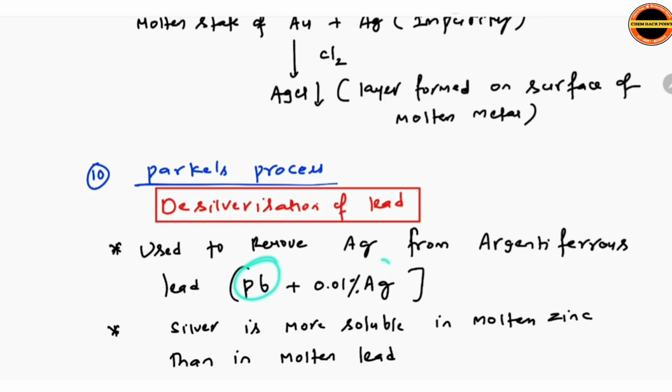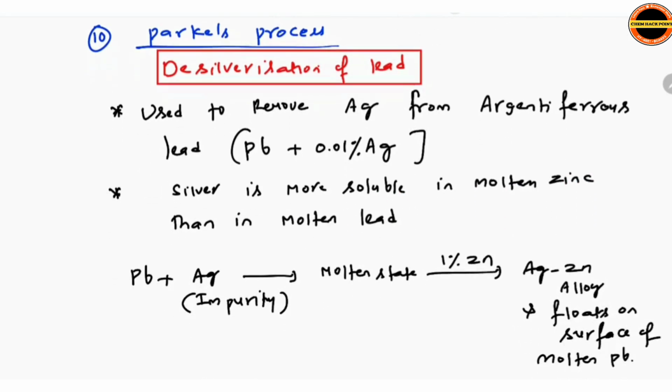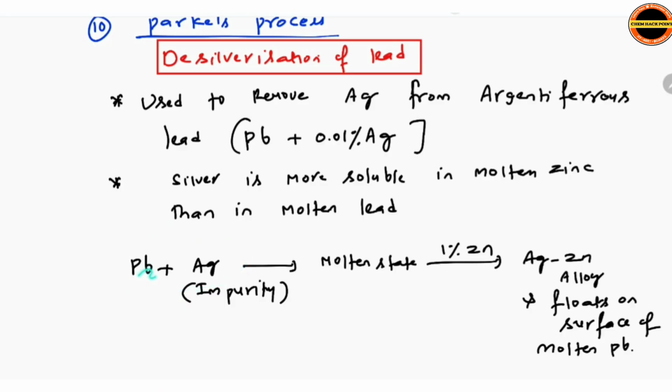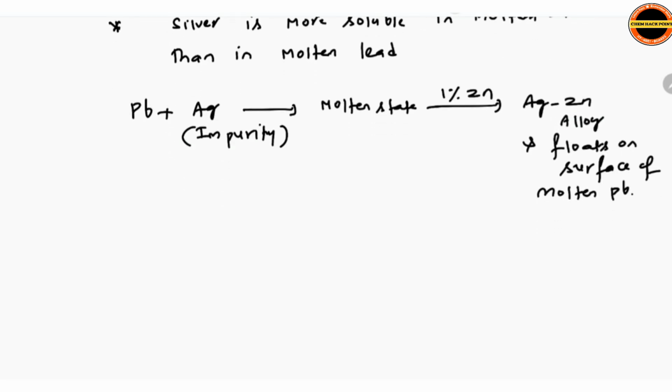Argentiferous lead is lead where silver impurity is present. So here we are going to remove Ag. Silver is more soluble in molten zinc than molten lead. So what we are doing, to this container where Pb plus Ag, we convert into molten state and add 1% zinc. So silver forms a zinc plus silver alloy, which floats on the surface of molten Pb. So we remove this alloy, and the molten Pb is in pure form. So this particular layer we can remove so that we will get pure lead.